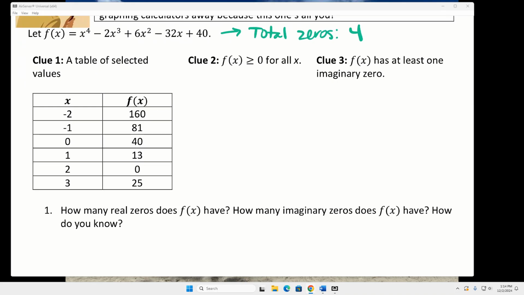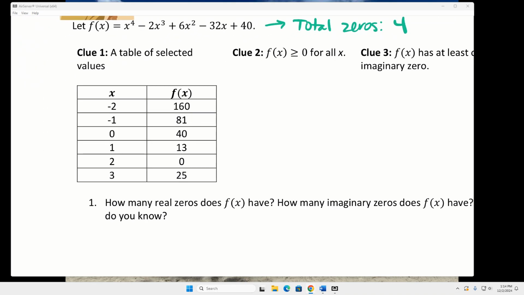All right, we're given this table. So what does this table tell you about the zeros? What's a zero from the table? A zero is an x value that makes the function equal to 0. So what's the 0 on this table? 2. All right, so we know one of the 4.